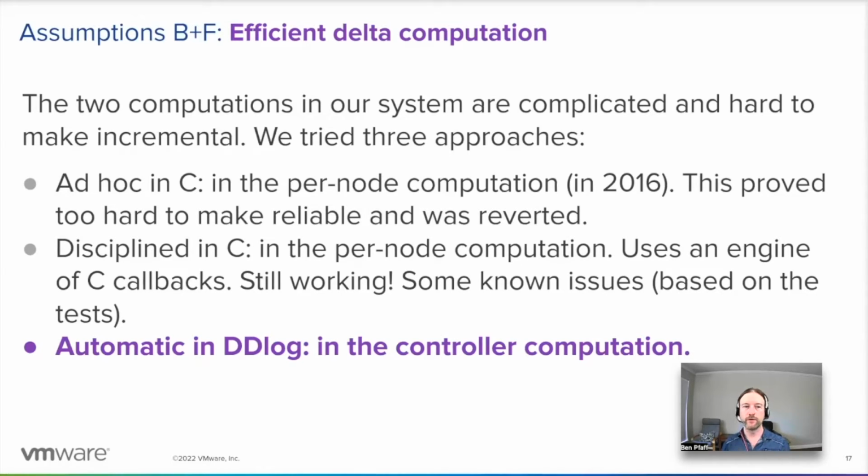If you try to write a program in a traditional language like C or Java, then writing a general program to do incremental computations is hard. And so you have to come up with some plausible means for doing that. And we've tried 3 different approaches in OVN over time. First, we did an ad hoc approach in C. And what we found was that it was too hard to make this reliable, which I've always said was true, but we kind of proved that.